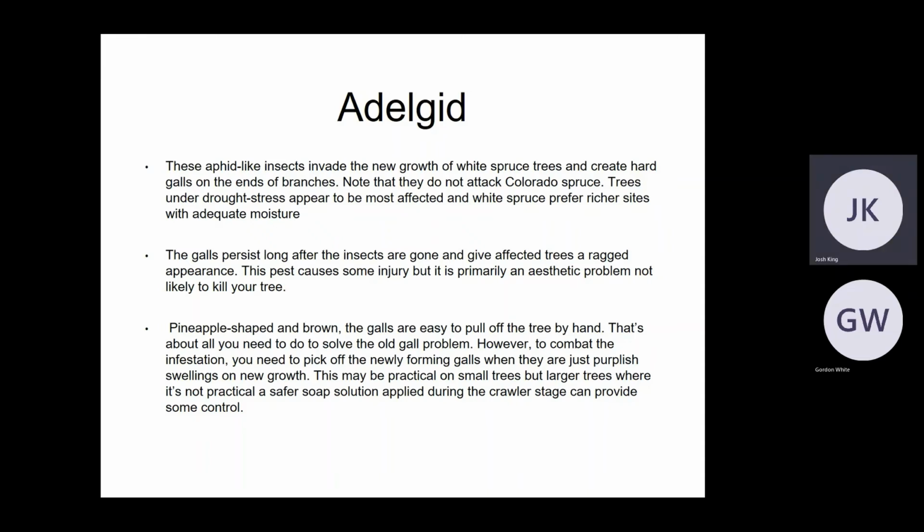So it gives it a little bit of a ragged appearance, and there's no real treatment on a small tree. If you want, just as it's swelling and while they're still in the twig, you can pick them off. But as you get to a big tree, it gets virtually impossible.